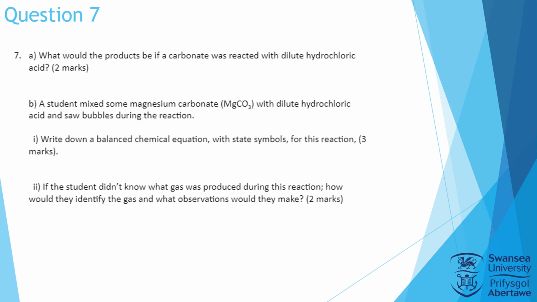The next question is quite similar to a lot of the previous questions we've already seen. What would the products be if a carbonate was reacted with an acid? We've done this quite a lot, so I'm not going to spend too much time on it. Carbonate plus acid. Just take a second and write down the answer. Salt, carbon dioxide, and water. Quite simple. A student mixed some magnesium carbonate with dilute hydrochloric acid and saw bubbles during the reaction. Write down a balanced chemical equation with state symbols for this reaction.